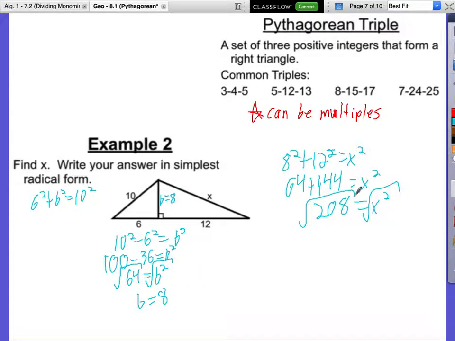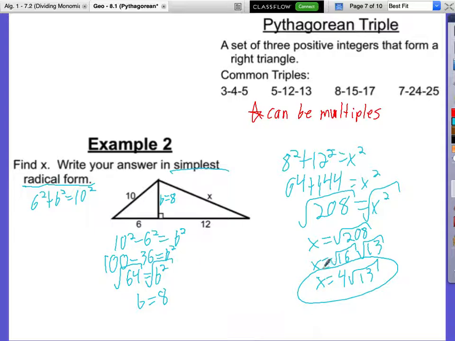Wait, why is it x squared? And then it's 14.42. What are we supposed to do it in though? Simplest radical form. Make sure we're careful with that one. Kaylee, you can do the square root of 16 and the square root of 13, which ends up being what, Kaylee? 4 times the square root of 13. Very good, and that is the simplest radical form.